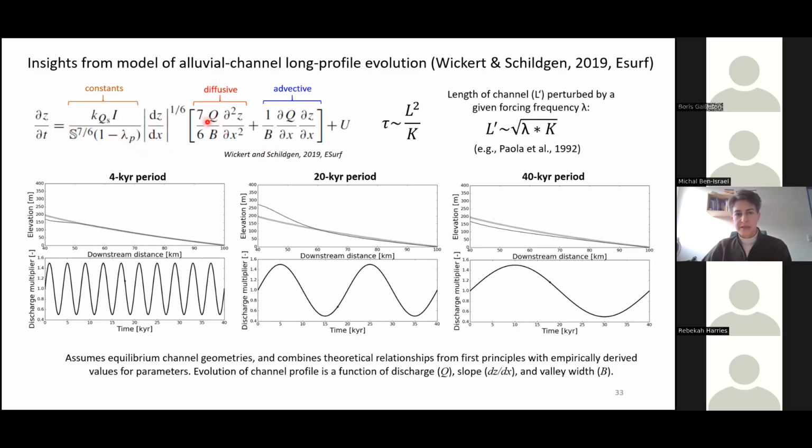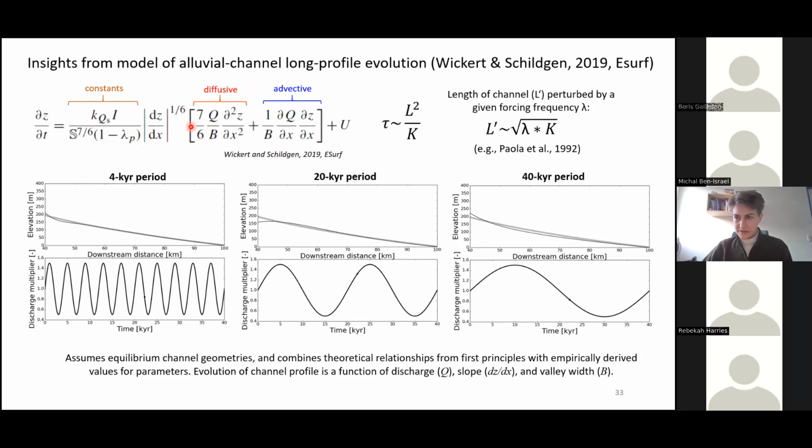And they include terms like Q, which is the water discharge, and B, which is the valley width. There's also an uplift term, which means we can impose uplift or subsidence on this whole channel system. One thing I'll point out is that this diffusive part is actually dominant within this equation. So we have something that is actually close to a linear diffusion equation.